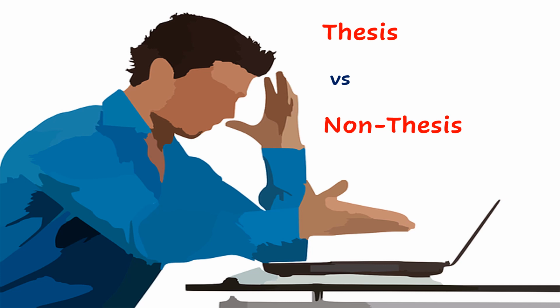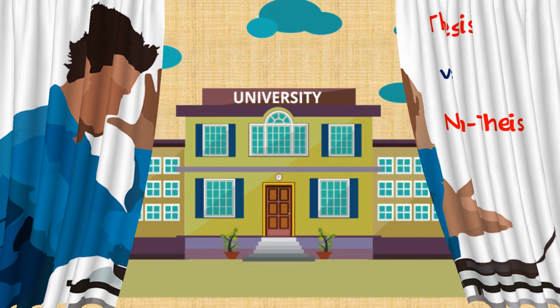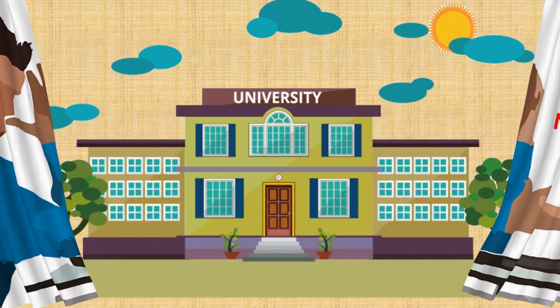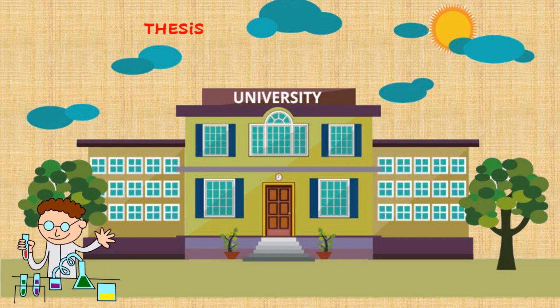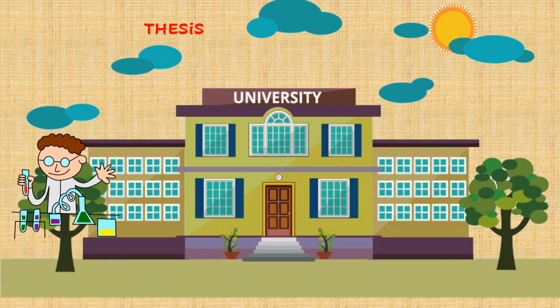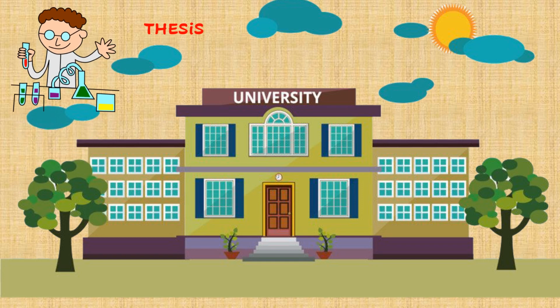So in most of the western countries like Canada and the US, there are two types of master's programs. One is thesis program, where the name itself tells you you do a research for 2 years of your program and you write a report of it. So it's a very simple definition of thesis. That particular report is called thesis.